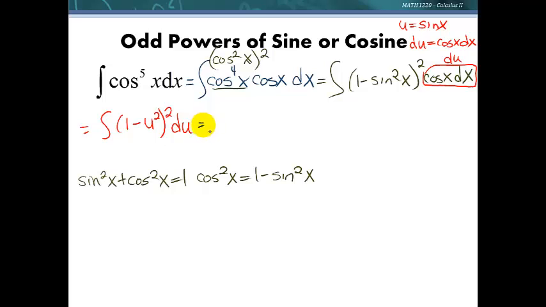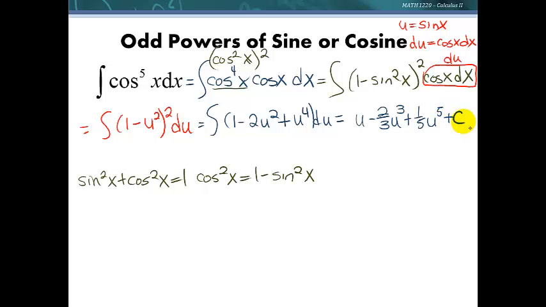So I'm going to multiply this out. This will be the integral of 1 minus 2u squared plus u to the fourth du, and then go ahead and do the integration. This is going to be u minus 2/3 u to the third plus 1/5 u to the fifth plus our constant of integration, and then finally replacing the u with sine x, we've got our answer, which is sine x minus 2/3 sine to the third x plus 1/5 sine to the fifth x plus a constant.